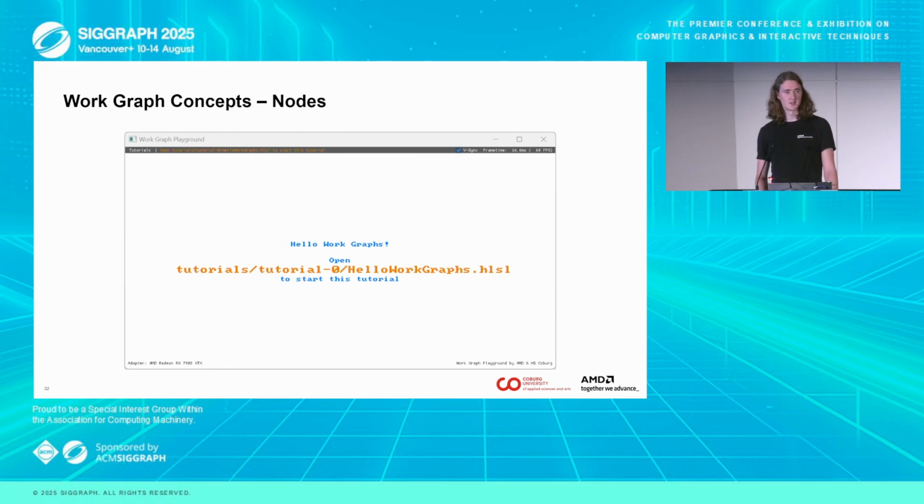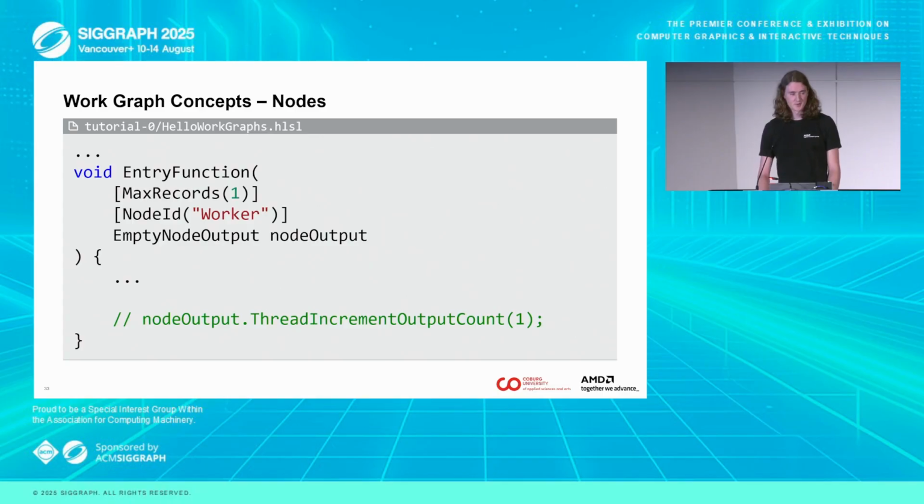So why are we still not seeing anything in our output here? Well, that's because we just declared the connection between these two nodes, but we haven't sent any records along yet. So if you are in the Hello Workgraphs HLSL file further down below, you will find the following commented code, which is for the node output to call the function thread increment output count by 1. What this will do is, as we are dealing with an empty node output, we don't actually need to describe the data that we're sending along because we aren't sending any data along. So we can just say, okay, I want 1 record more. So we start with 0, this will increment it to 1, and that will send a record.